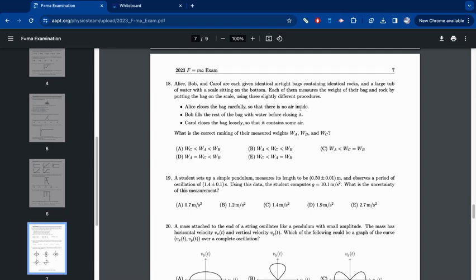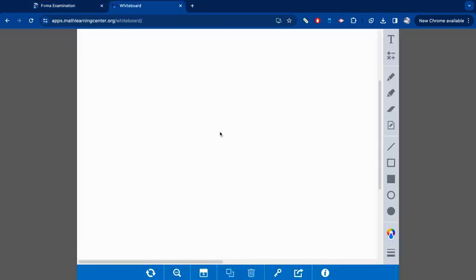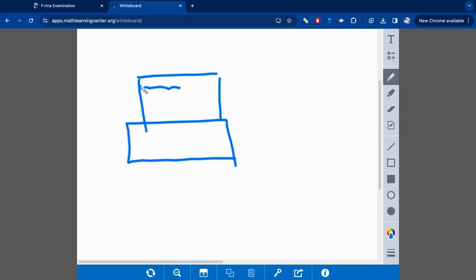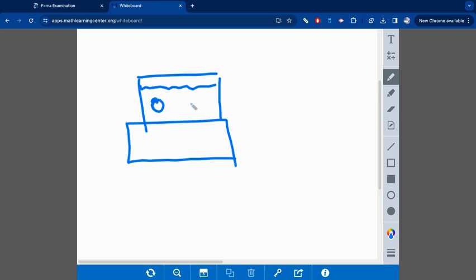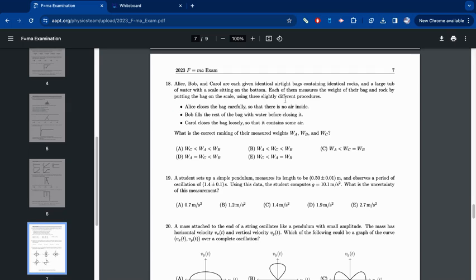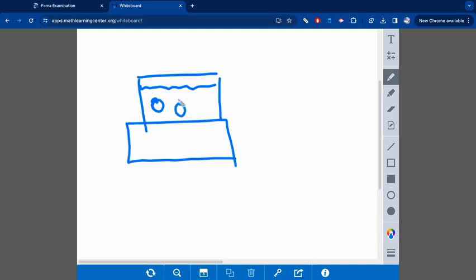So Alice closes the bag so there's no air inside. So if we draw that out, it basically looks like this. We have a scale. Okay. So it's basically having a rock, right? Because you have a bag around it with no air. And then Bob fills the rest of the bag with water before closing it. So you have the rock. We also have a bag around it with water inside. And then Carol closes the bag loosely so it has some air. So this is like water, but this is just air. So this is A, B, and C.